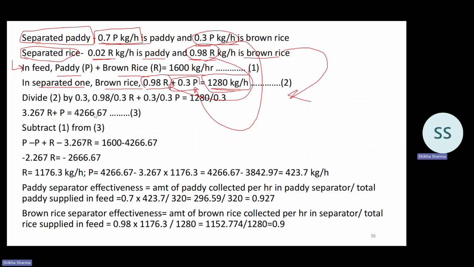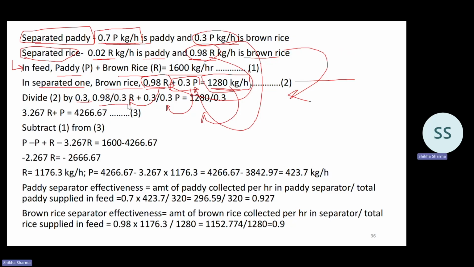So when we divide equation 2 by 0.3, it would be 0.98 divided by 0.3 R plus 0.3 divided by 0.3 P, equals 1280 divided by 0.3 kg per hour.